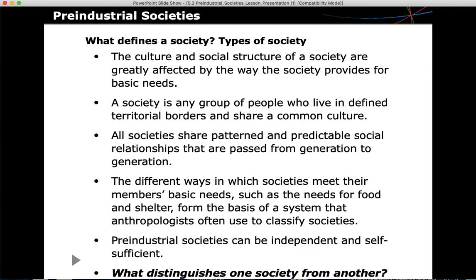In this system, societies are classified as pre-industrial, industrial, or post-industrial. This lesson distinguishes among types of pre-industrial societies. The next lesson examines industrial and post-industrial societies. The pre-industrial societies examined here are hunting and gathering, horticultural, pastoral, and agricultural societies. Each type is unique in important ways.